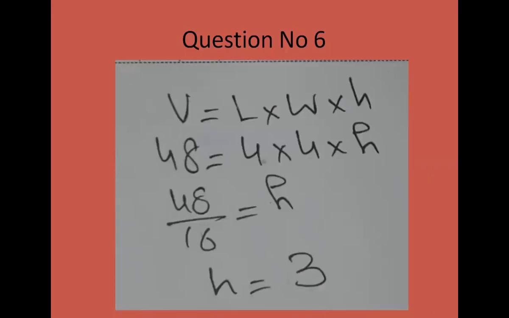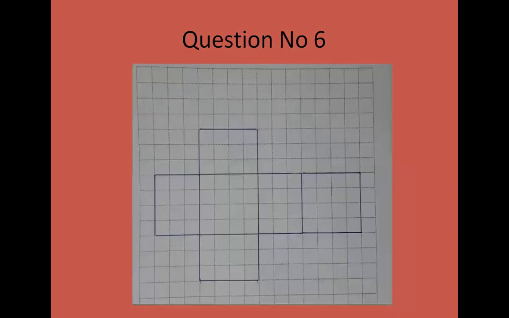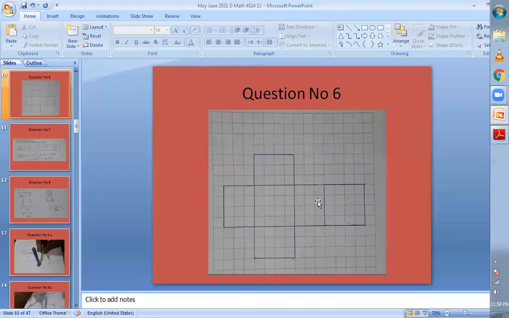The volume is 48, the length is 4, and the width is 4, the height is the question. So 48 divided by 16, and the height will be 3. Now I know the height of this cuboid, so I can make the grid. This portion was already drawn because the height of the walls is 3. There will be 4 walls, and this will be the roof of the cuboid. So this is the net of the cuboid. I hope you understand this.